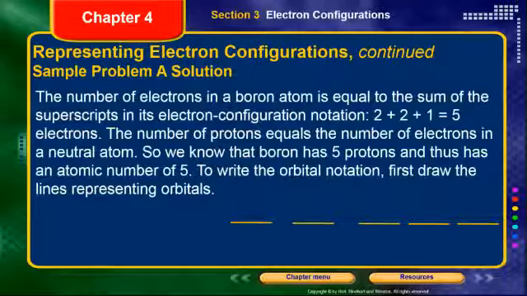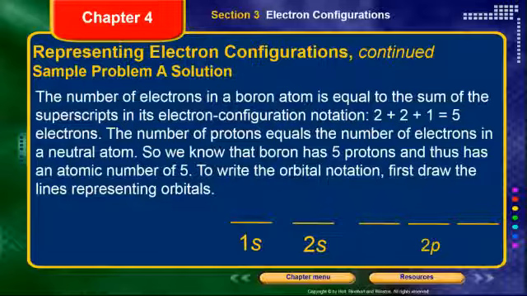Here we go. Now, the number of electrons in a boron atom is equal to the sum of the superscripts in its electron configuration, which we gave you on the previous slide. So we're going to take those exponents, 2 plus 2 plus 1, that's 5. 5 electrons. Now, the number of protons is equal to the number of electrons in a neutral atom. We're assuming the neutral atom part right now. So we know that boron has 5 protons, and thus the atomic number is 5.